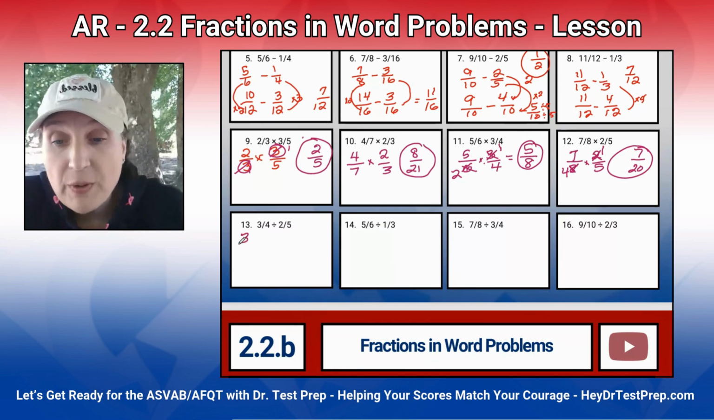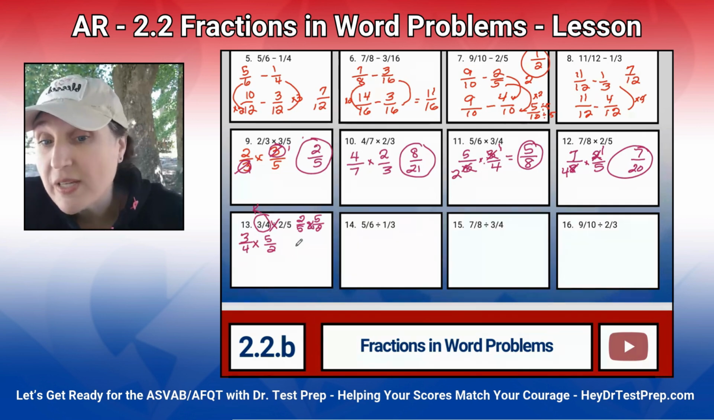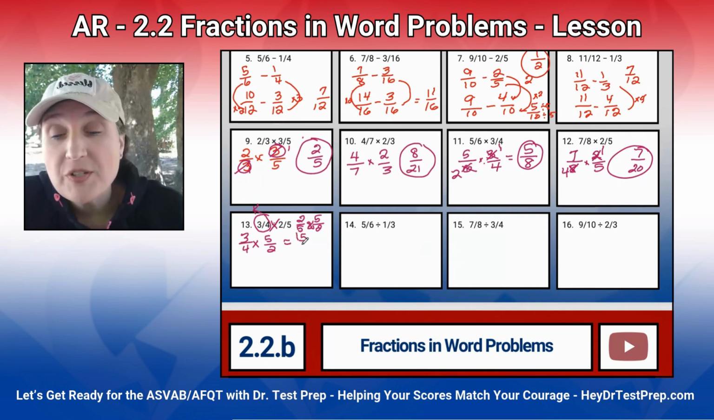So I've got 3/4. I'm going to keep the 3/4, change this to multiplication, and then I'm going to take my fraction, and instead of putting 2/5, I'm going to write 5/2 because I got to flip it. Flip it, flip it. Now I'm going to say, okay, can I reduce anything? And in this case, nothing can be reduced. So I'm just going to multiply across. 3 times 5 is 15. 4 times 2 is 8.